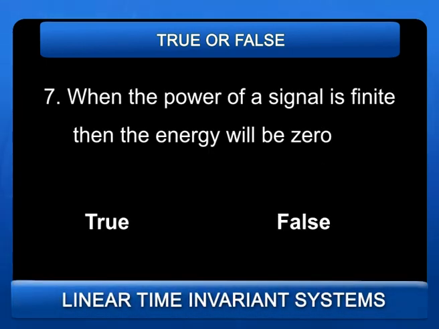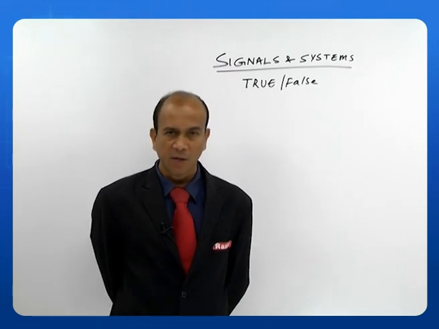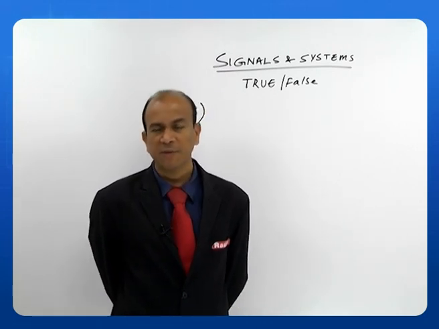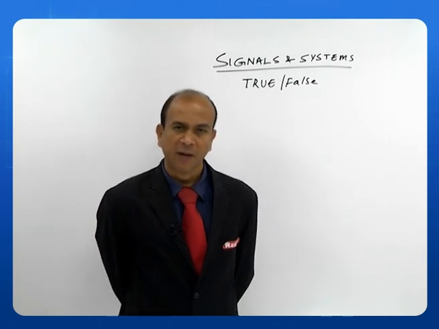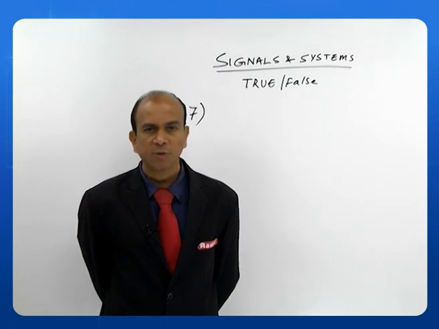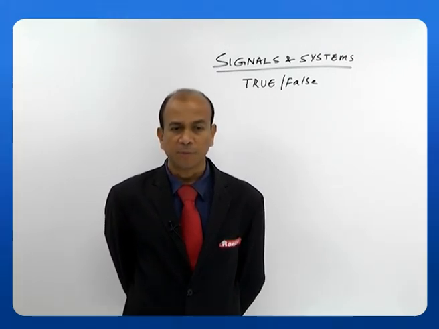Question number 7 is, when the power of a signal is finite, then the energy will be 0. Again, a little bit tricky question. Let us compare this with the earlier question 6. There we said energy is finite and power is infinite. Now let us see here. The 7th question says, when the power of a signal is finite, then the energy will be 0.